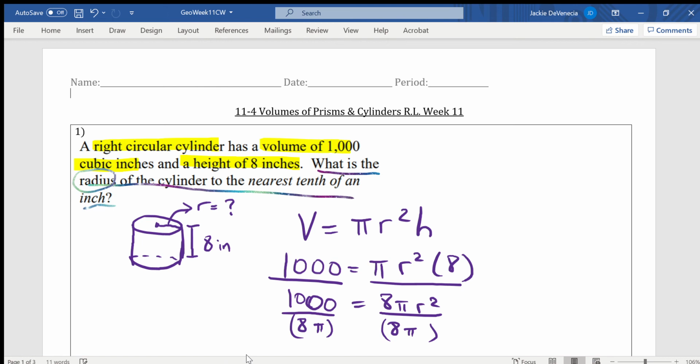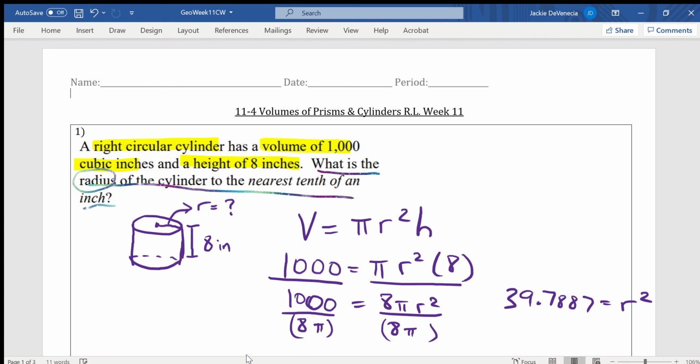And if you're using your graphing calculator, you want to put these in parentheses. So if you're doing 1,000 divided by parentheses 8 pi, you're going to get something like this. You should have this answer: 39.7887, it's like a repeating thing, is equal to r squared.